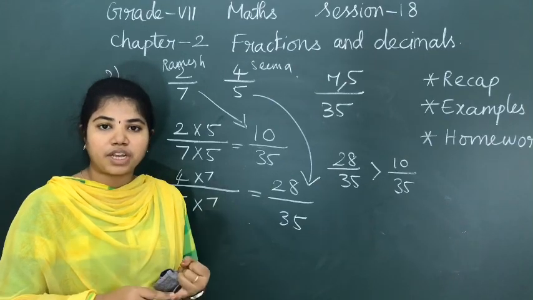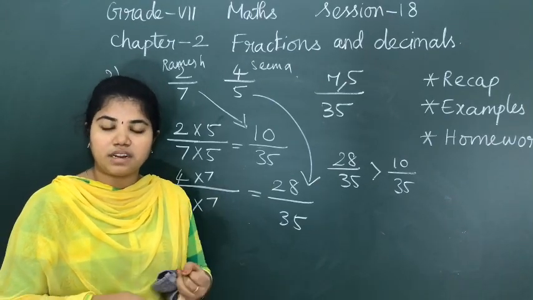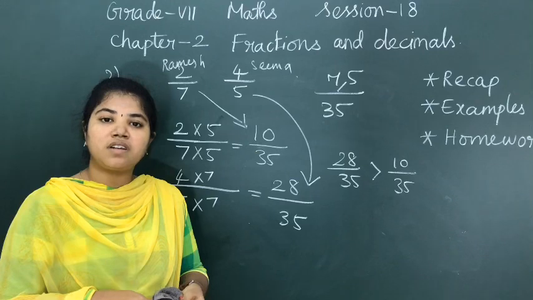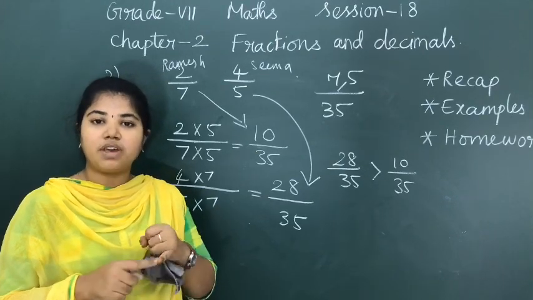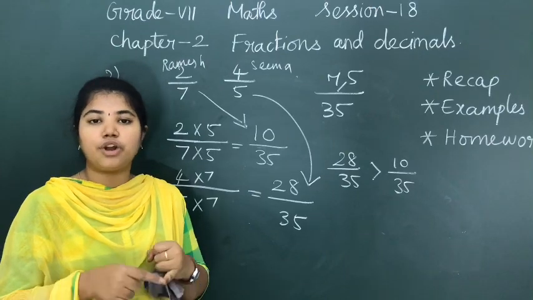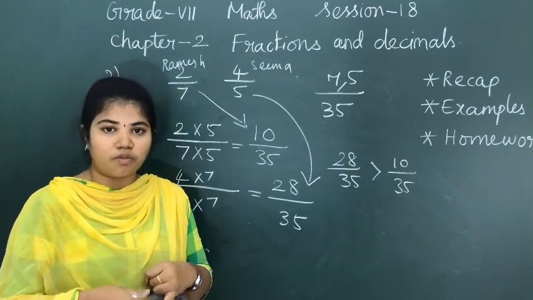So what is a like fraction? If your denominators are the same, it is a like fraction. If your denominators are different, it is an unlike fraction. We have solved example 1. They have given a fraction. You are going to find out the equivalent fraction. That is your homework actually.